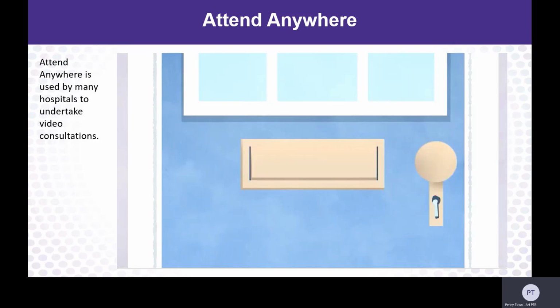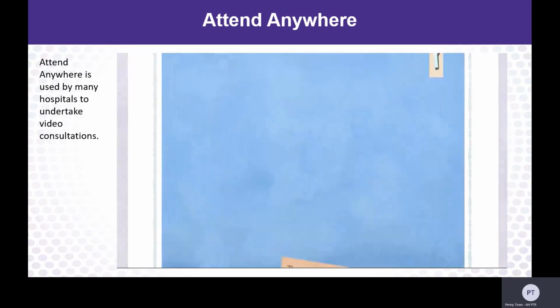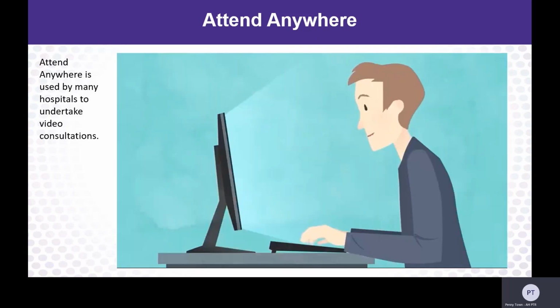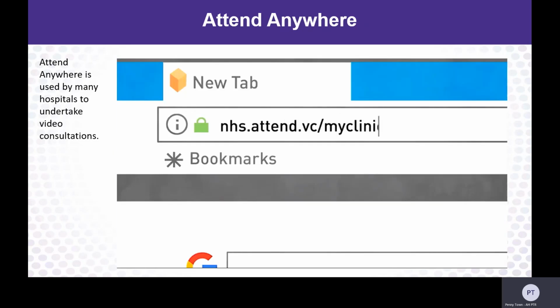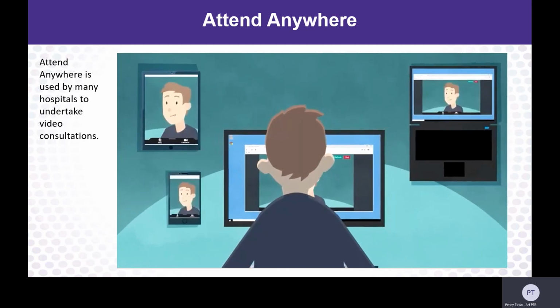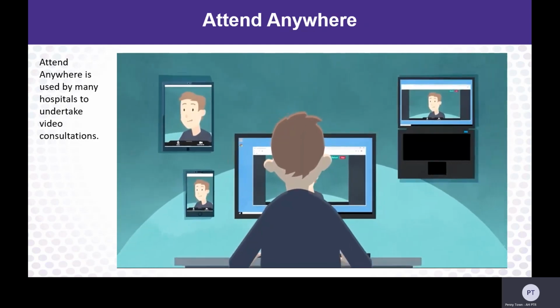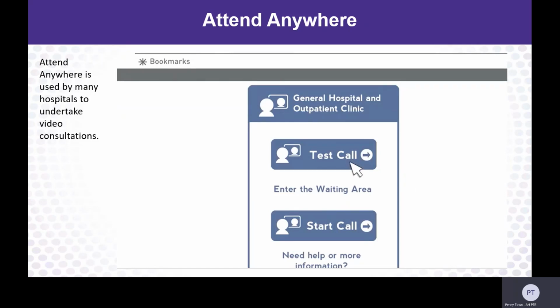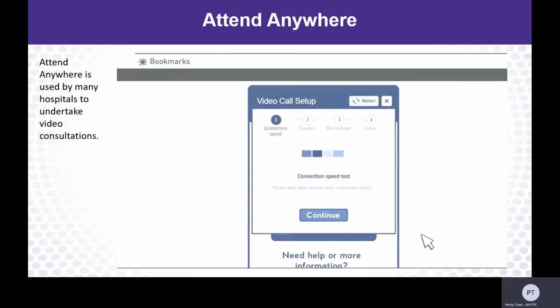You might be sent an appointment letter from the hospital or receive an email or text message from the GP surgery or other service. This will include details of your appointment and a web address to enter into your browser. You can use a desktop computer, tablet, laptop or smartphone. Just make sure it has a webcam, microphone, speakers or headphones, and a reasonable internet connection. It is a good idea to test everything a few days before your appointment. If you are using a computer or laptop, use the link you have been given and click the Test Call button.